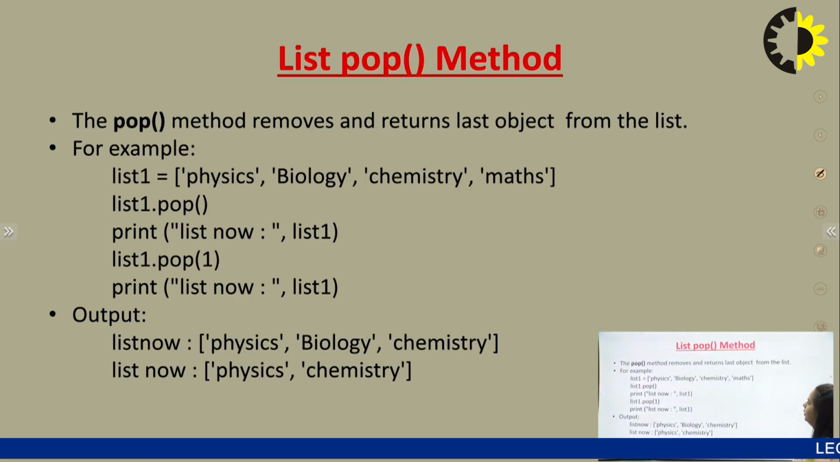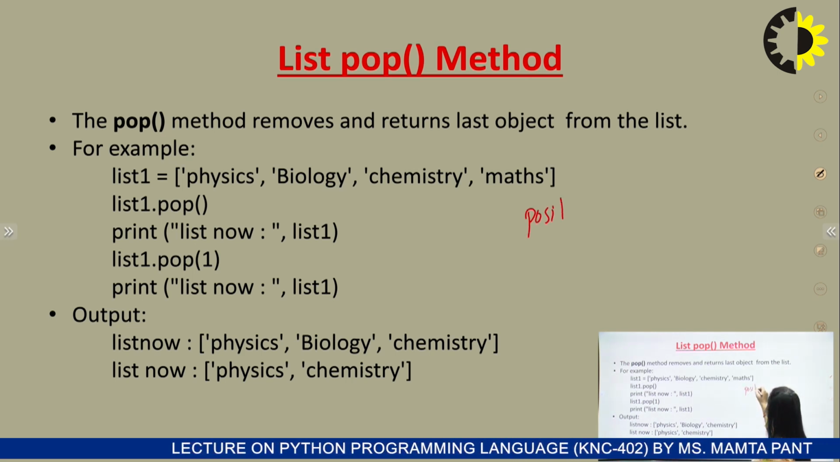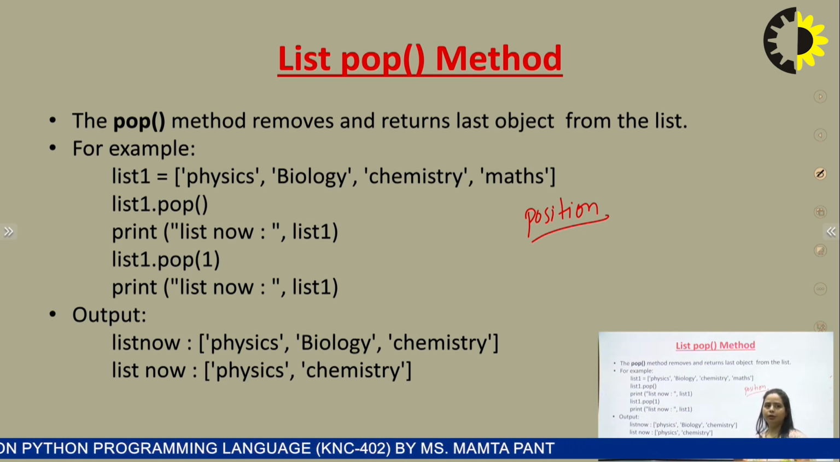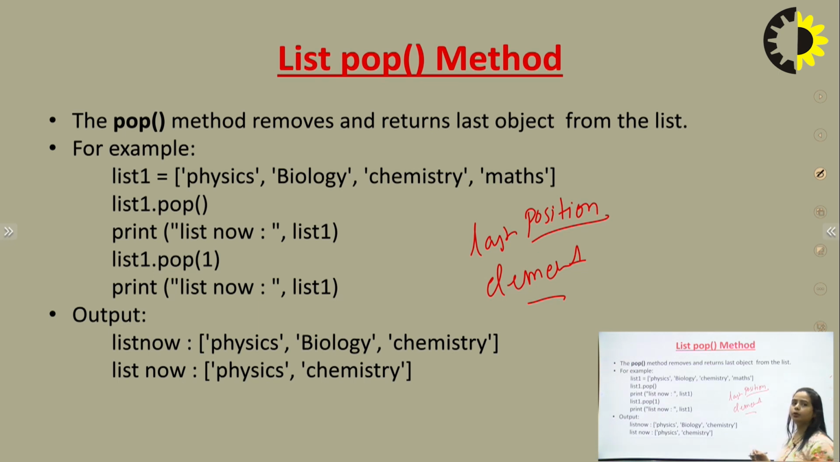Next is your pop method. Pop method is used to remove the last object or a given object from a list. If you don't mention the position, it will delete the last element. And if we want to delete an element in between from the list, we have to give the position in brackets here.